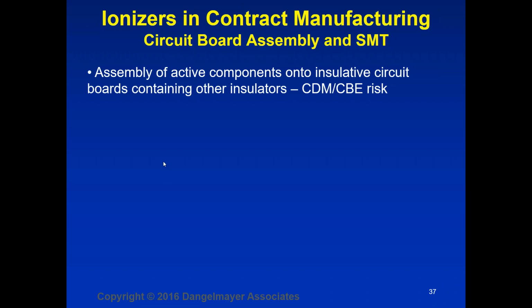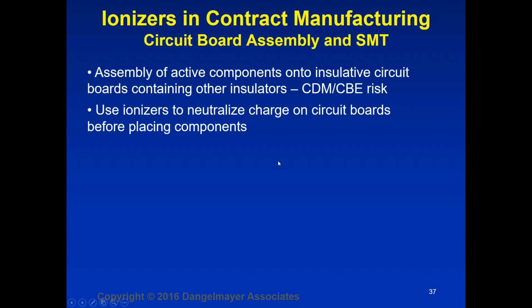In contract manufacturing, we're talking about circuit board assembly, surface mount. We have active components that are placed onto an insulative circuit board that actually contains other insulators as well. So we have both a CDM and a CBE, CDM being charge device model and CBE being charge board event risk. So we can not only have problems of the device discharging to the circuit board, but we can have problems of the circuit board itself touching ground, having metal-to-metal contact, and causing an ESD event.